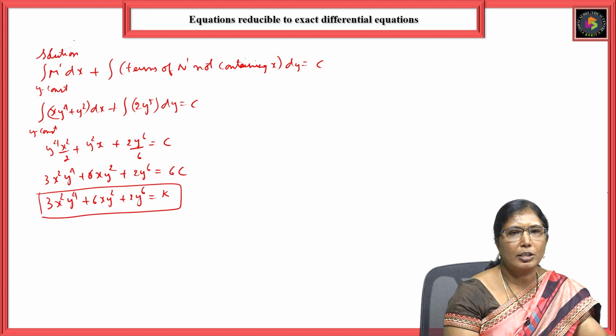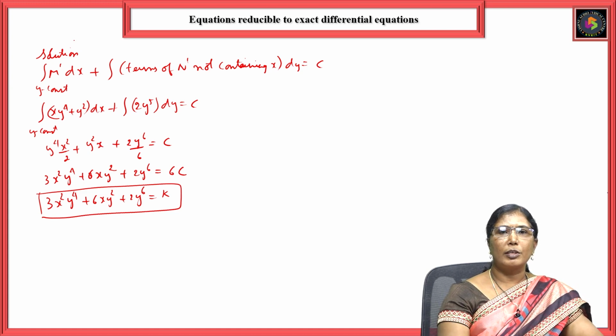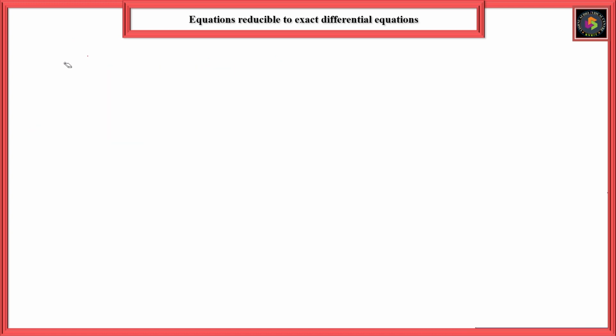So let us move to the next method. That is the last method. So let us go to method 5.